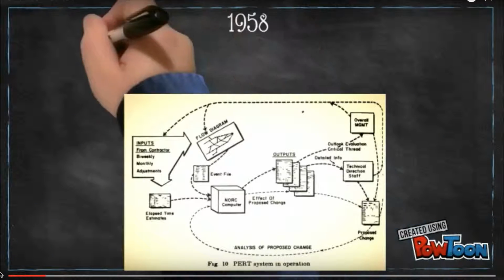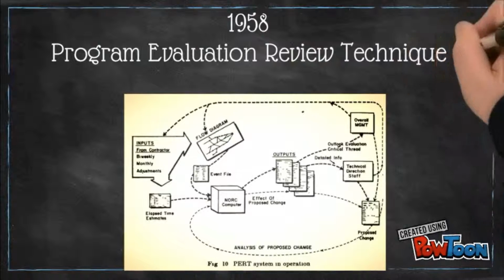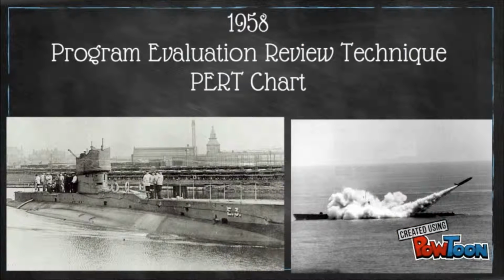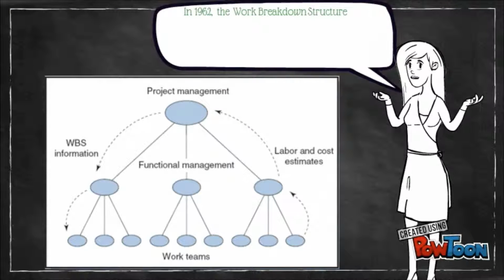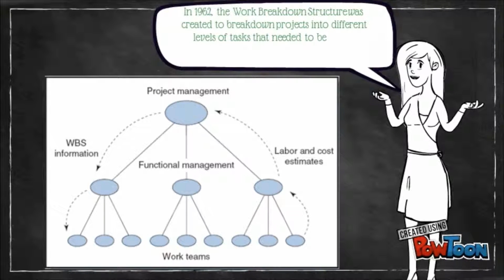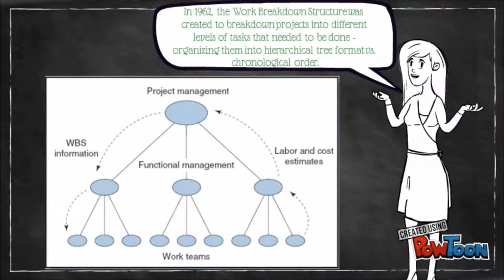In 1958, the Program Evaluation Review Technique was first used in the U.S. Navy's submarine missile program to analyze each task and the minimum amount of time needed for each task. In 1962, the work breakdown structure was created to break down projects into different levels of tasks that needed to be done, organizing them in a hierarchical tree format versus chronological order.